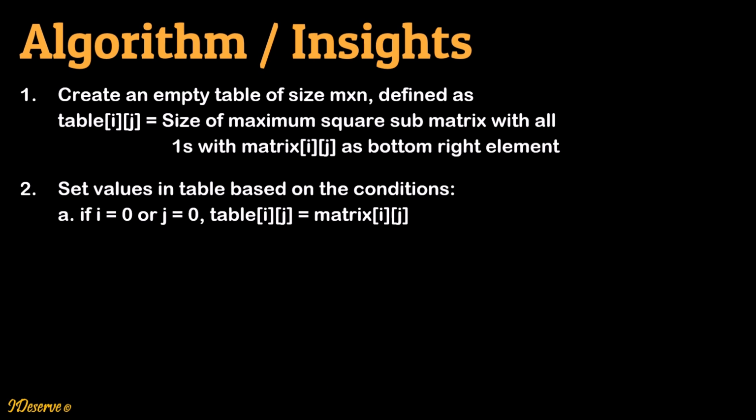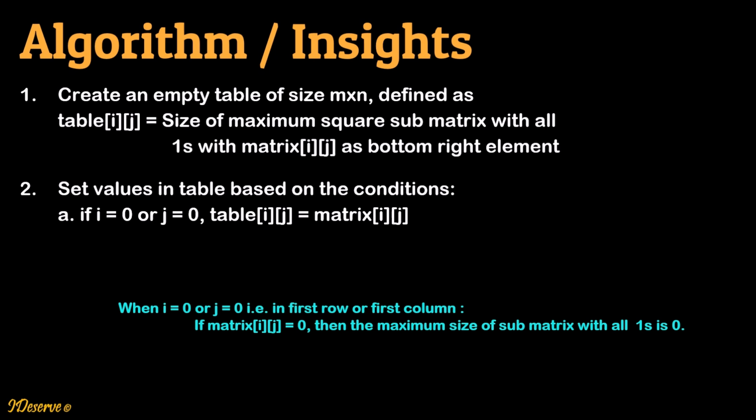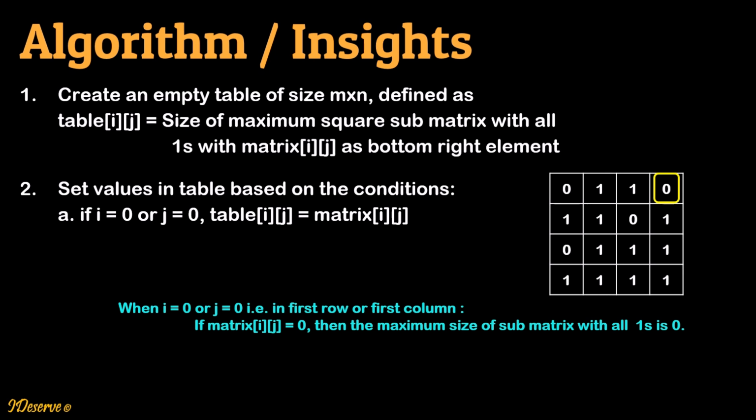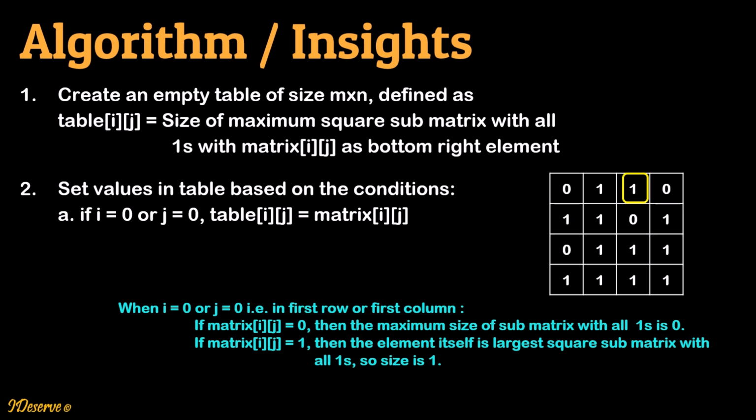Now set values in table based on the following conditions. If i equal to 0 or j equal to 0, table ij will have same value as matrix ij. Let's understand how. When i equal to 0 or j equal to 0, that is in the first row or first column, if matrix ij equal to 0, then table ij will be 0. Why? Because there cannot be any submatrix with all ones with this cell as bottom right cell. If matrix ij equal to 1, then table ij will be 1, because then the element itself is the largest square submatrix with all ones, so size is 1.